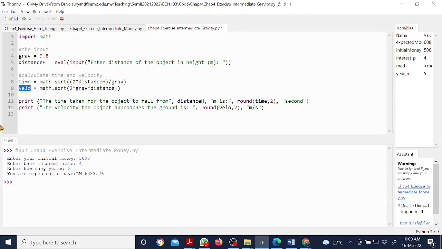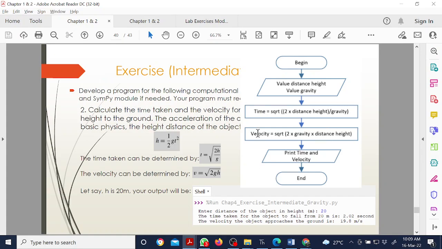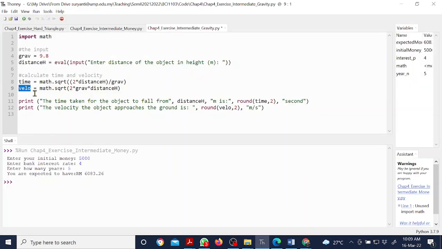Next, I need to calculate velocity. The formula for velocity is the square root of 2 times gravity times distance height. My variable name for velocity is velo, so I put velo equal to square root, because square root is in the mathematics library. The syntax will be math dot square root, and then 2 times gravity. My variable name for gravity is graph, so that's why I put graph here.